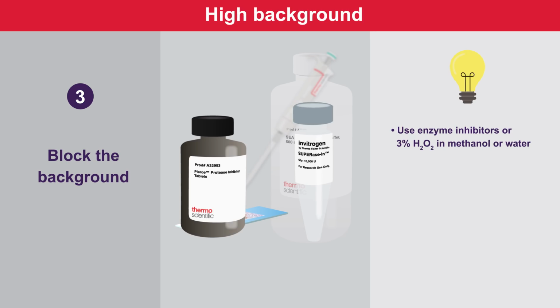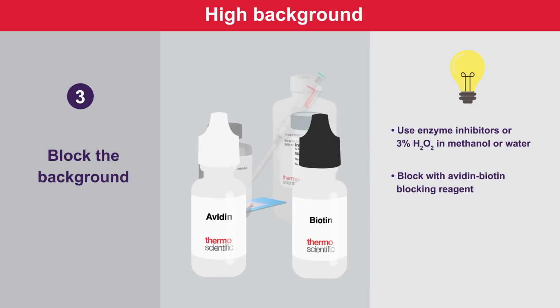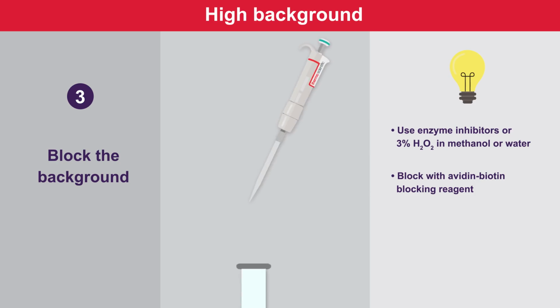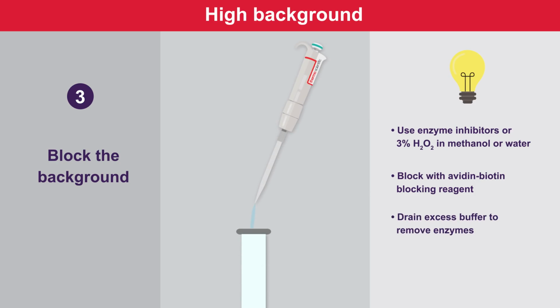Another reason for high background can be interference from endogenous biotin activity. Treat this by blocking with the avidin biotin blocking reagent before incubating primary antibodies. Lastly, interference from endogenous enzymes can also cause high background. Drain the excess buffer instead of washing the tissue sample prior to the addition of the antibodies.